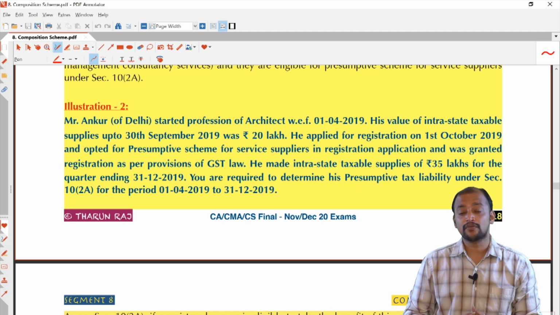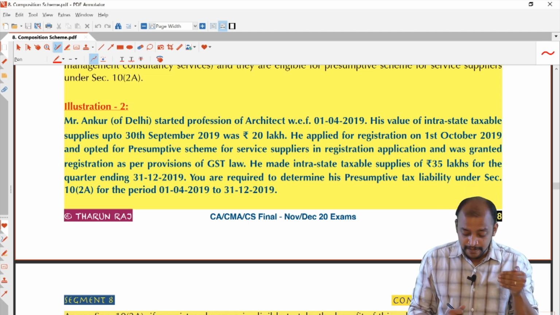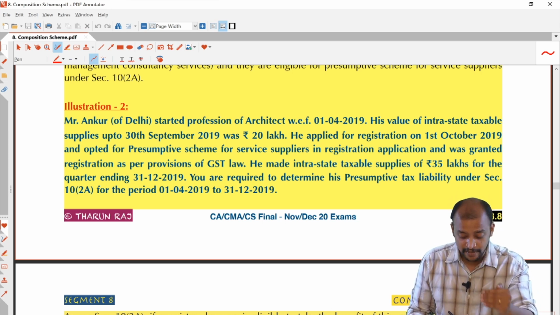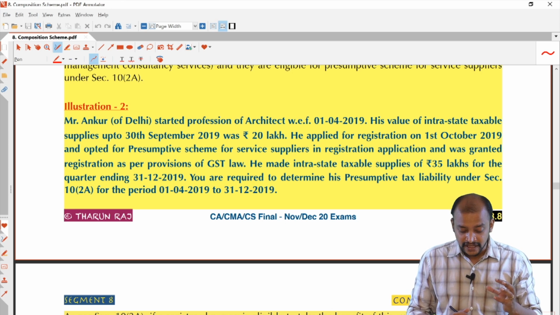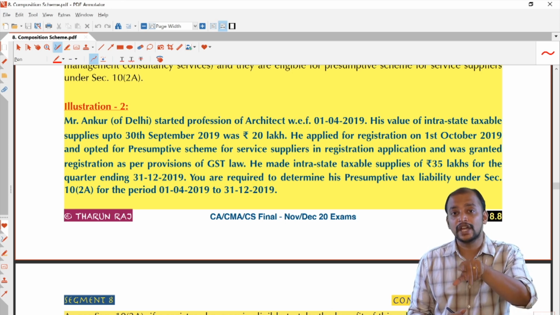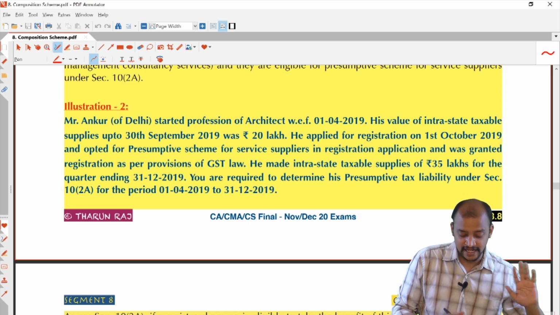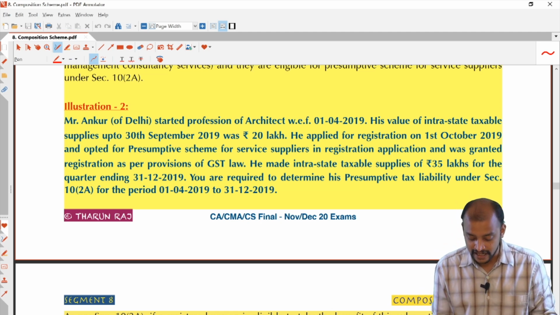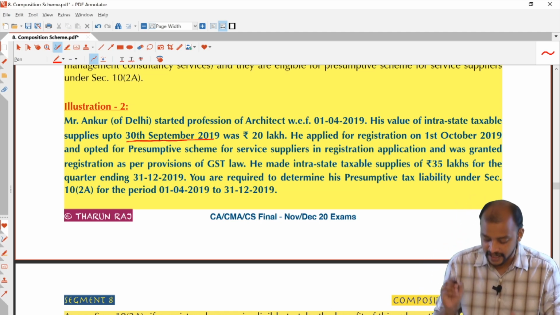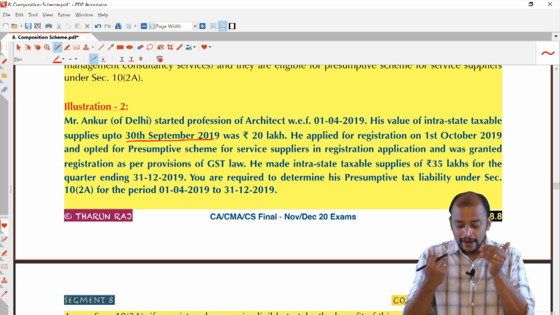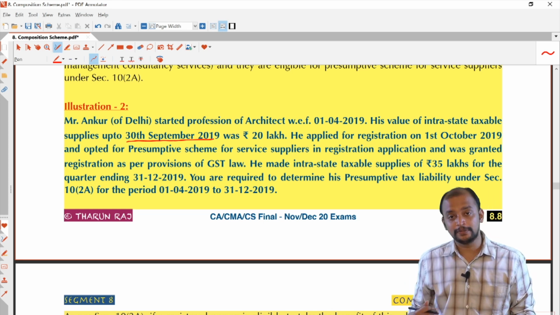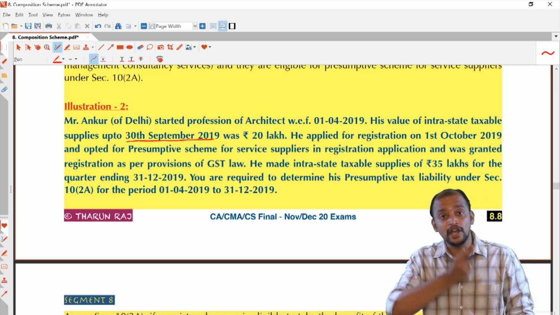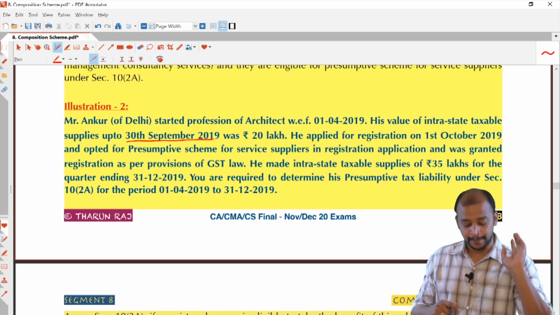So therefore, here what he did, he commenced the business on 1/4/2019. So in the 2019-20 financial year he commenced the business. And his value of intrastate taxable supplies, because under 10(2)(a) he should not make interstate supplies, was 20 lakhs. Means he reached the threshold limit on 30th September. And he applied for registration on 1st October and opted for presumptive scheme. So along with the application for registration, he also entered into the composition scheme 10(2)(a).